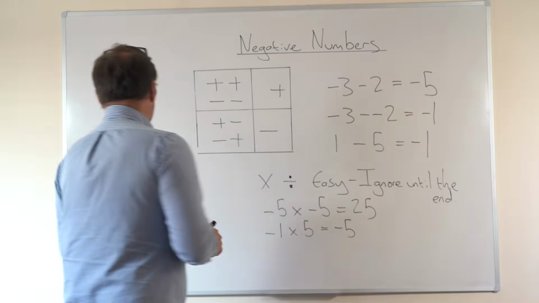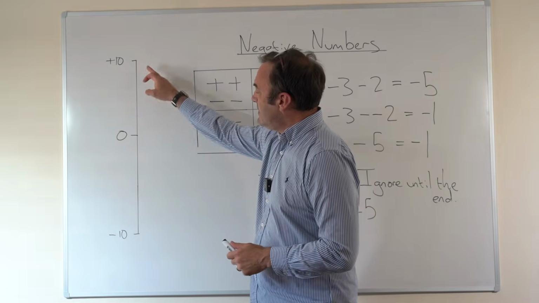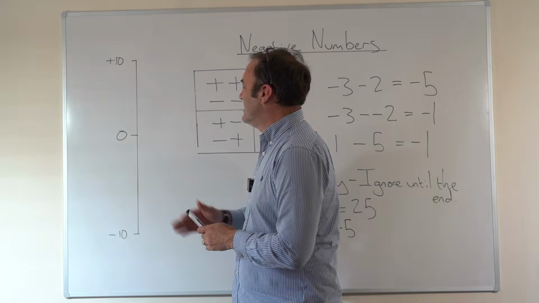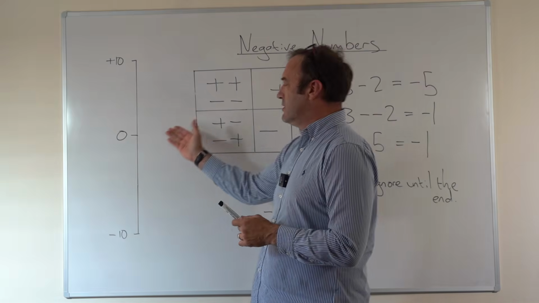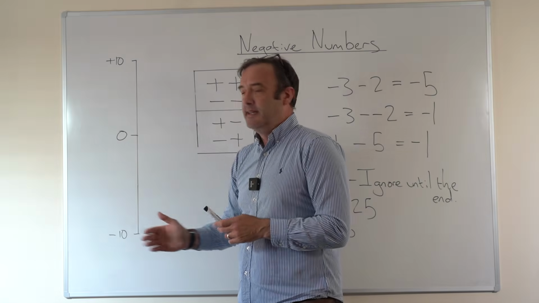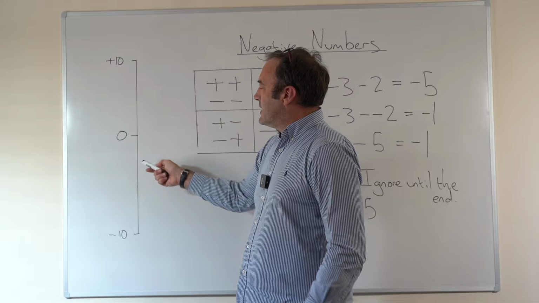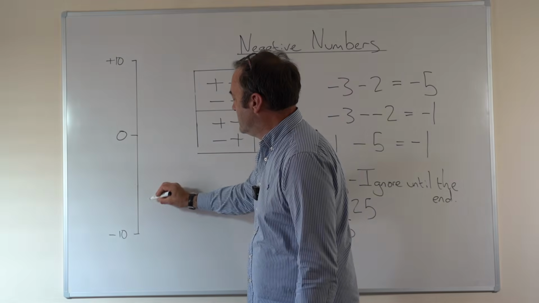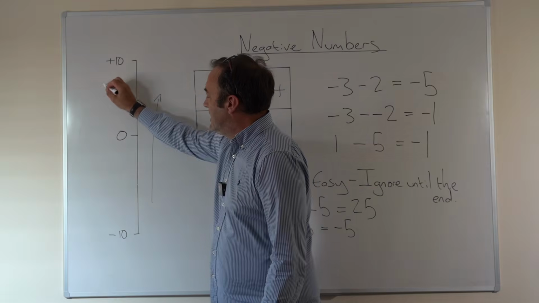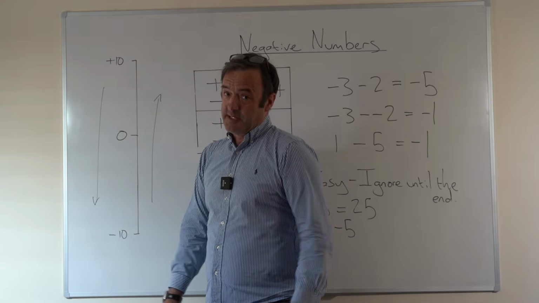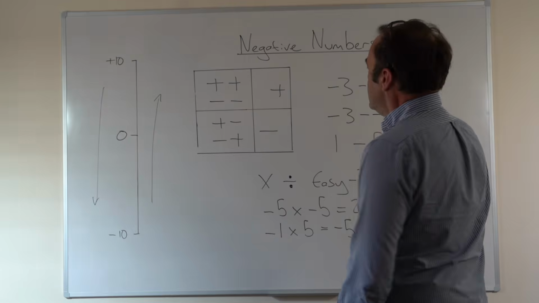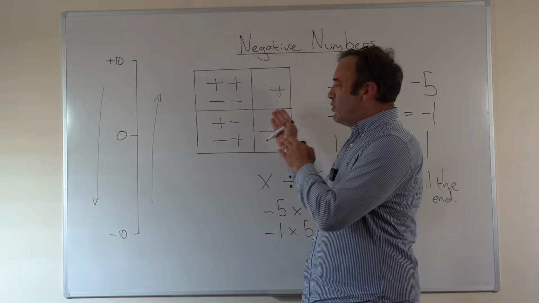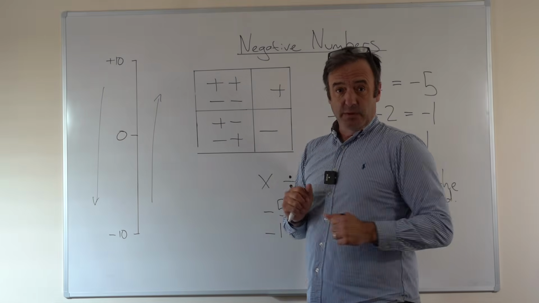So I think the main thing to think about is this number line. Some people have a horizontal one, but I always find it helpful to have it vertically. Think about counting up and down the number line in a positive direction when we're adding, and the negative direction when we're subtracting. This is the main set of rules that we need to remember.